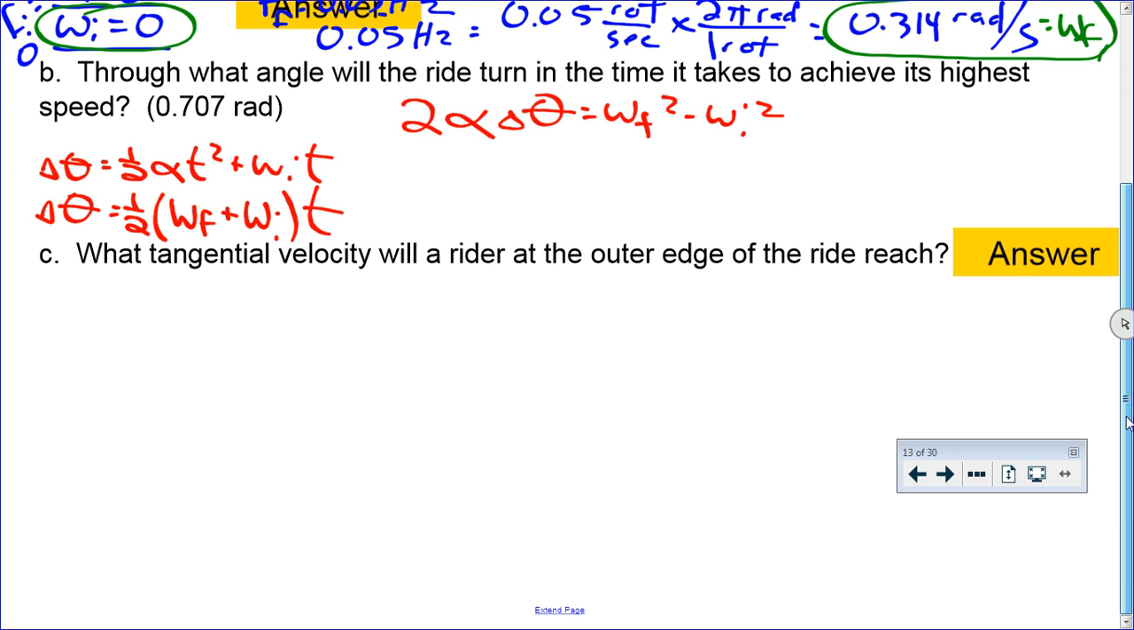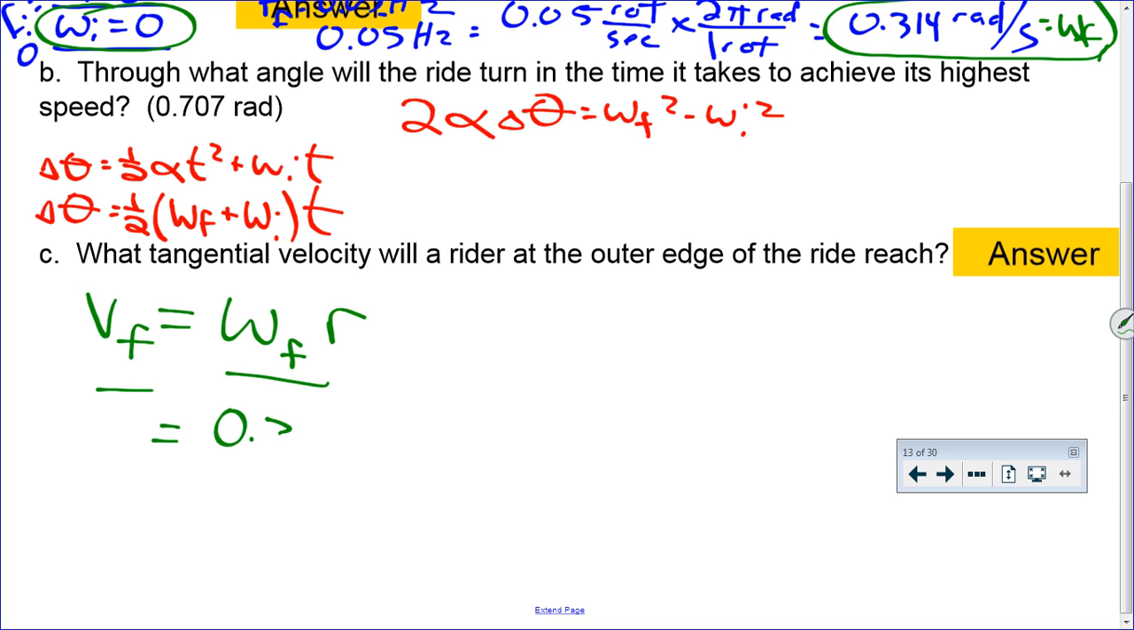What tangential velocity will a rider at the outer edge of the ride reach? Tangential velocity is the linear velocity, and we're talking about what velocity they'll reach, so we're looking for VF. To find VF, we can just do omega F times R, right? Almost all of the quantities that we'd found so far were angular, so I ought to be able to just convert one of those angular quantities to a linear quantity.